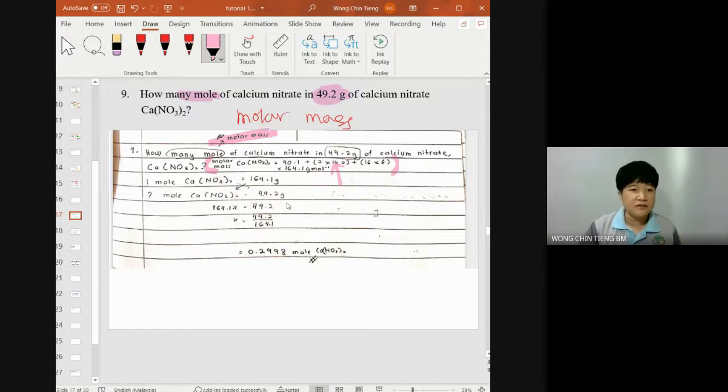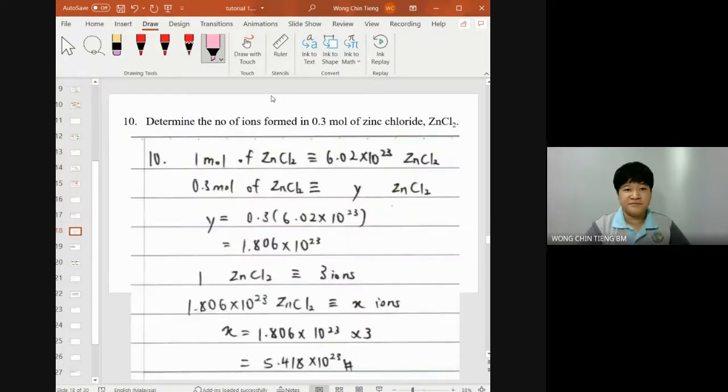And the rest is fine. You compare it. 1 mole dapat this much. How many mole? When I have 49.2 gram. Solve the X, you got mole of calcium nitrate. Tak ada apa. Cuma saya nak ingatkan, molar mass is part of your answer. Okay, molar mass is part of your answer. Make sure you calculate that. And the last one.